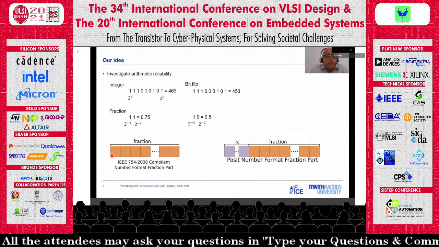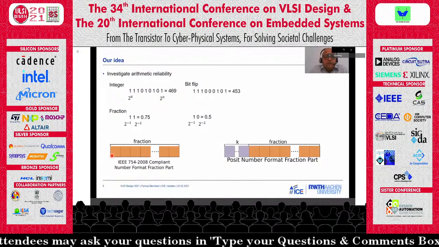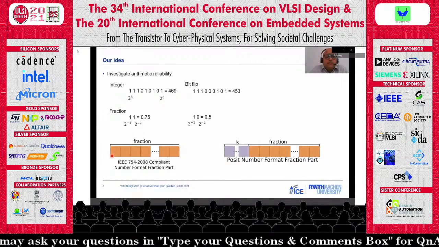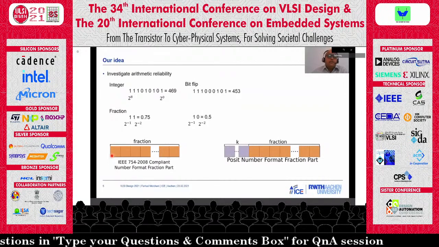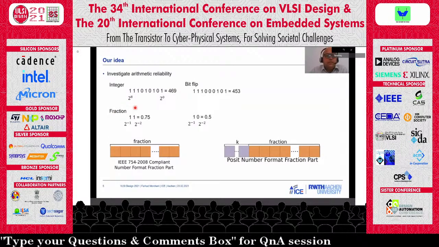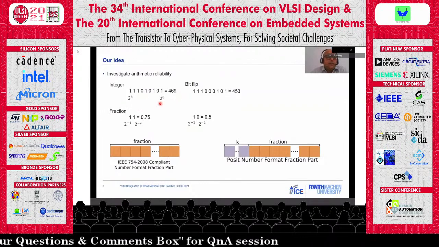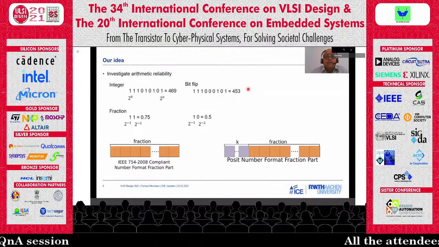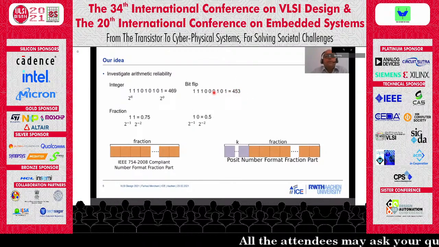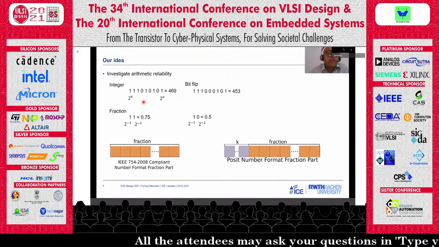Now, coming back to our idea of addressing the soft error issue in the systems. Let's start with a small example of integers. Let's say you take this 9-bit integer, which I have taken randomly, the value is 469, and when you have a bit flip there, you get an error of 16, and the value goes down to 453. This value can also go up if you have a bit flip from 0 to 1 instead of 1 to 0.